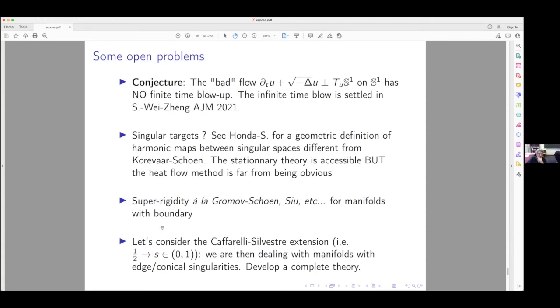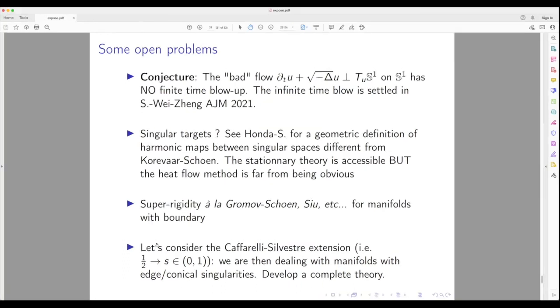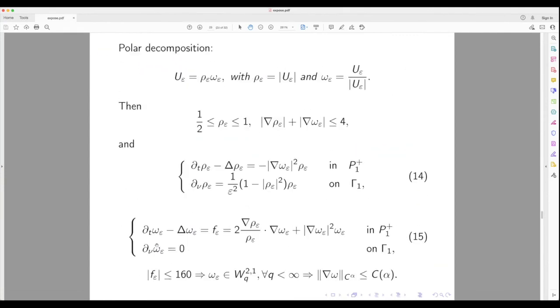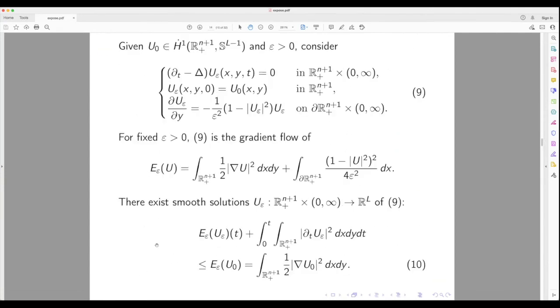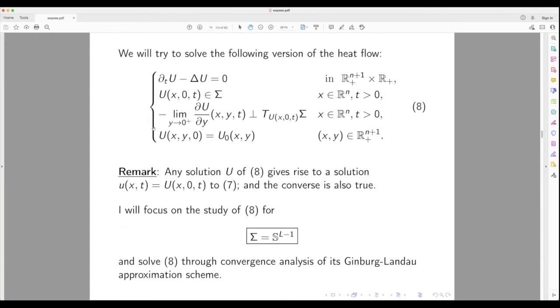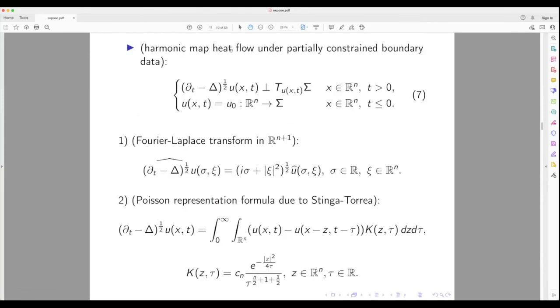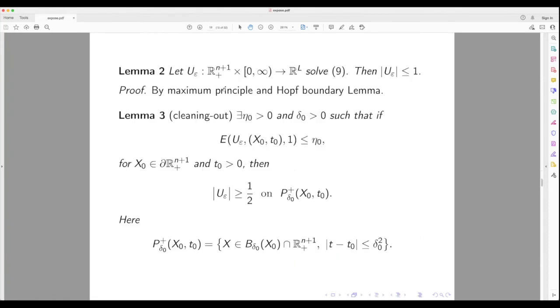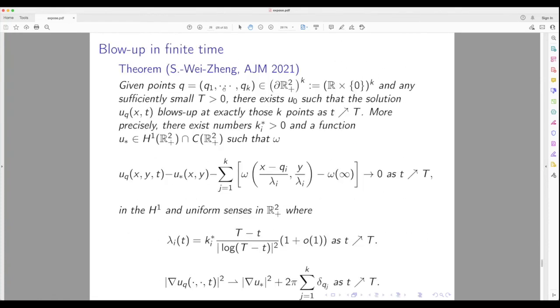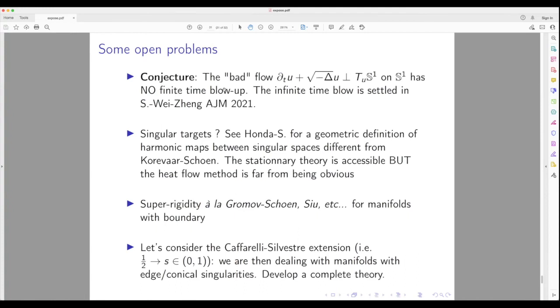And let me mention, for those of you who are familiar with what is now called the Caffarelli-Silvestre extension, where you replace the harmonic operator by a weighted operator taking into account a weight to the power s here, it seems to be just a mathematical game for s between 0 and 1. Actually, if you work out the equation a little bit, it's a model for manifolds with edge or conical singularities.